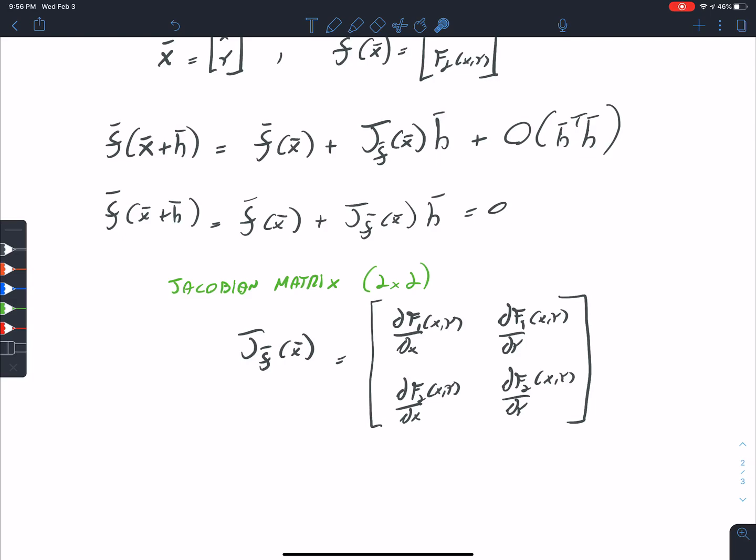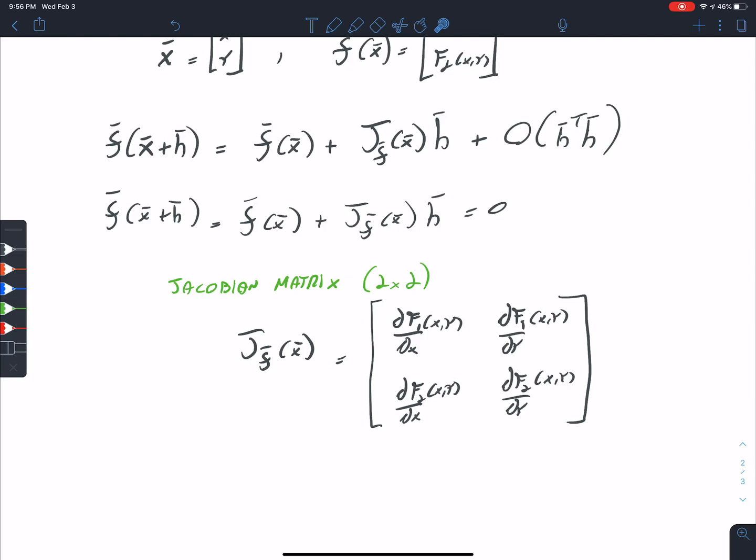then we set this to 0. Once again, we imagine that we know the value of the function at some x, which will be our initial guess, and we know the derivatives of the function at that value x. We're searching for the h that will make this equation, which is an equation for let's say a plane in multiple dimensions, in this case in 2 dimensions.